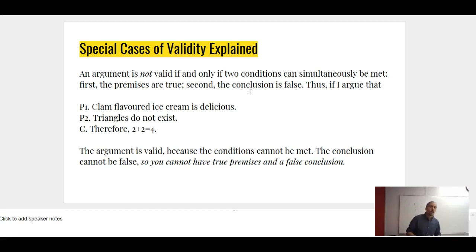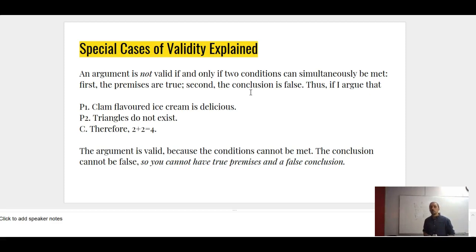So why is this argument valid? Well, the conditions for invalidity simply can't be met. It's impossible to have true premises and a false conclusion. Why? Because the conclusion can't be false. 2 plus 2 is 4 can't be false. You can't have true premises and a false conclusion.